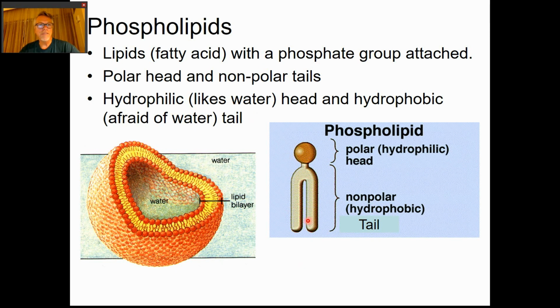Now, phosphates and lipid groups have different characteristics. A phosphate group is a charged molecule. It has a negative charge on it, and that means that it's polar. It likes water. It likes to be around water because water is also charged, and so these things are happy together. The lipid tail part does not have any charge on it.